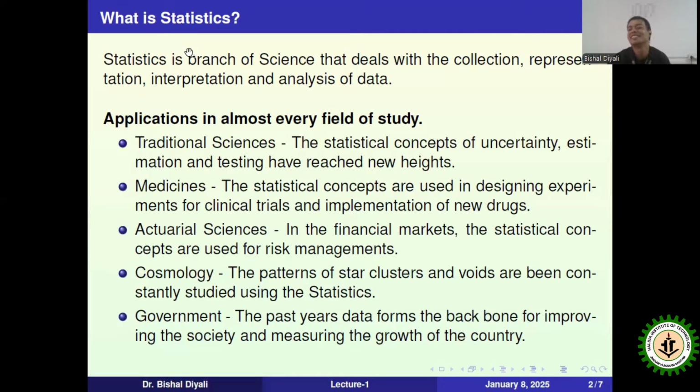Without statistics, no country can progress in a good direction, because everybody needs to know their weaknesses and their powers. We have to reduce our weaknesses and increase our power, and for any nation, it can be done with the help of statistics and the data analysis of the country.